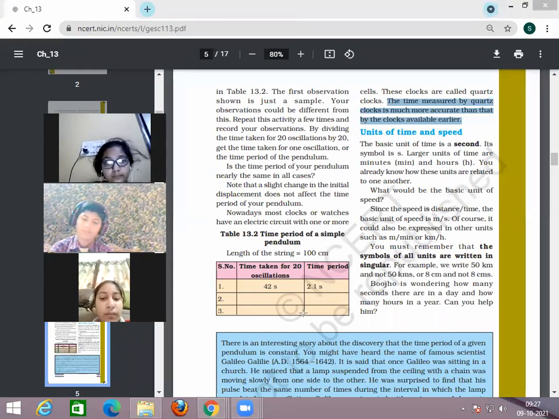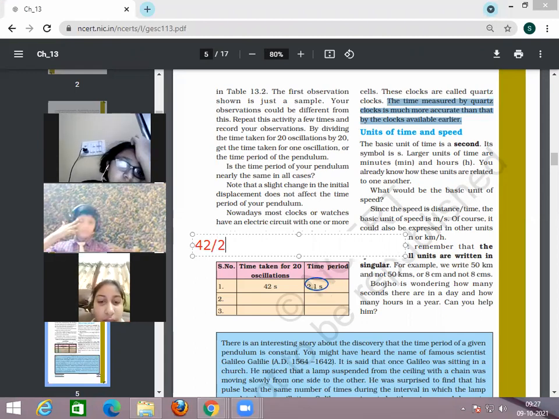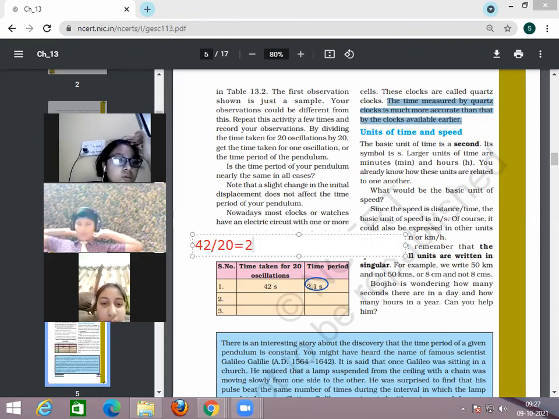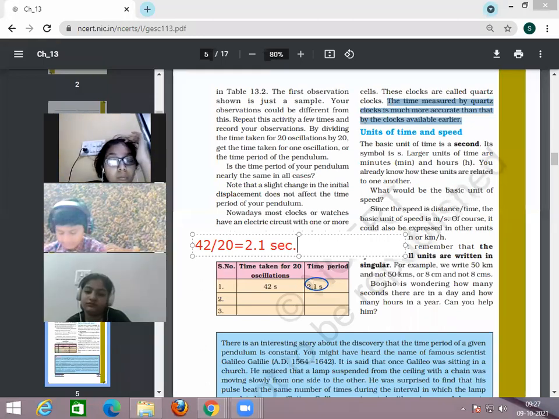Got it, each one? In this way, you can make different calculations. Here, what you have done, you have divided 42 by 20. So your answer will be 2.1 second. In this way, you can calculate the time period of a pendulum, if you have the time in which the oscillations have been completed. So let me give you one more. Let's fill here.